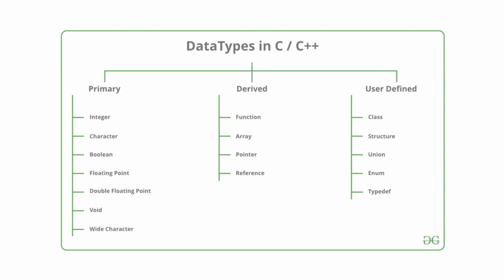Okay, after learning the characters used in C++, then we learn the keywords, then we learn the identifiers. So there are some data types in C or C++. They are mainly divided into three: primary, derived, and user defined. In this class, we will learn the primary data types in C++. It includes integer, which is all numbers without any decimal value, character, boolean, floating point, double floating point, void, and so many others. We will see them one by one.